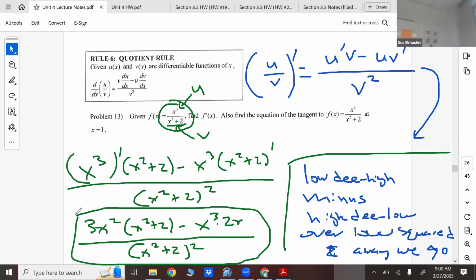Right, which was x cubed. Sorry, derivative of x cubed is 3x squared, times x squared plus 2, minus the reverse. Now, if you want to clean up a little bit, sure, that's 3x to the fourth plus 6x squared minus 4x to the fourth power. I guess you could clean it up. Don't bother foiling this, because you'll just make it worse. Why would you want to add more terms?